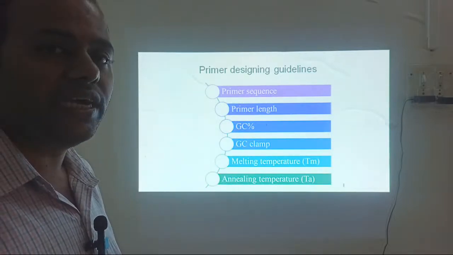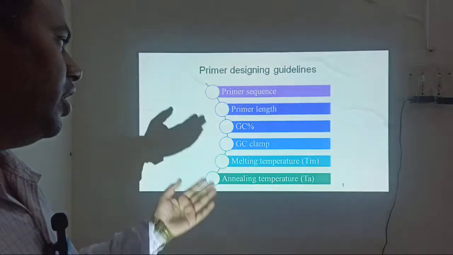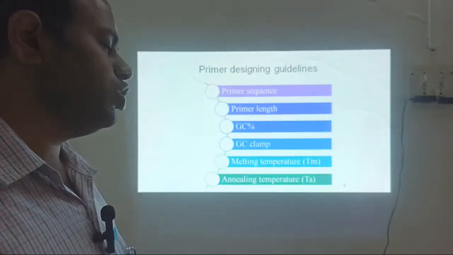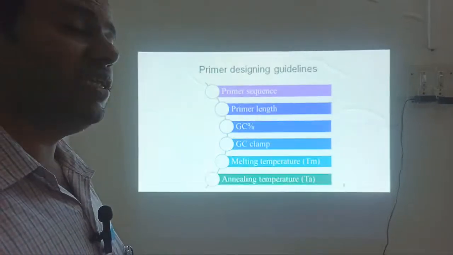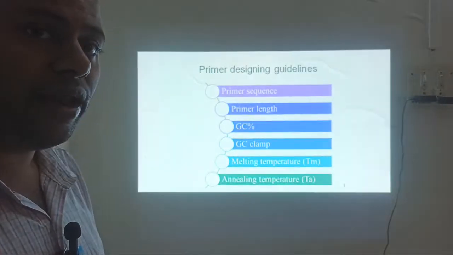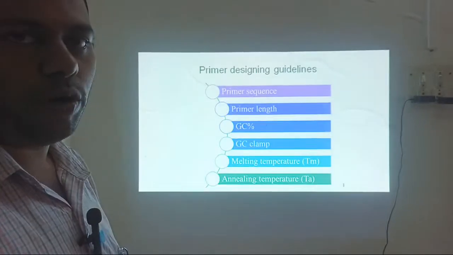As I told you, GC content is also important. 40 to 60% GC content should be there. GC clamping should also be there, okay. So the optimum amount of GC content, plus repetitive sequence also must not be there, which will form a clamp or a hairpin structure. That should not be there, okay.